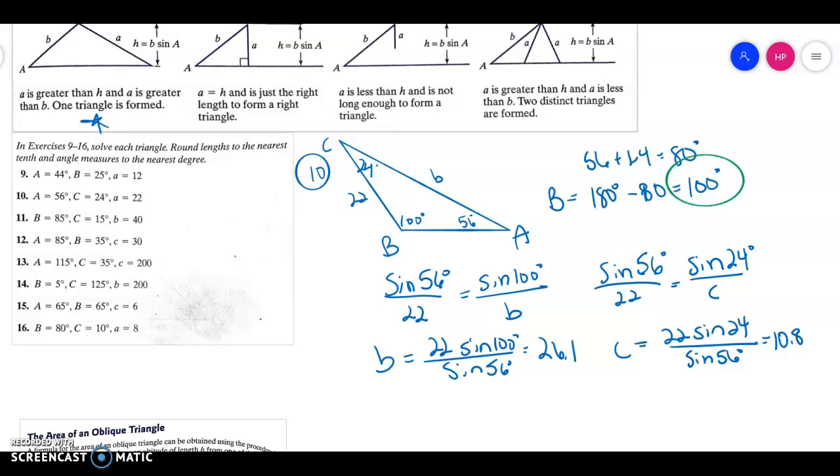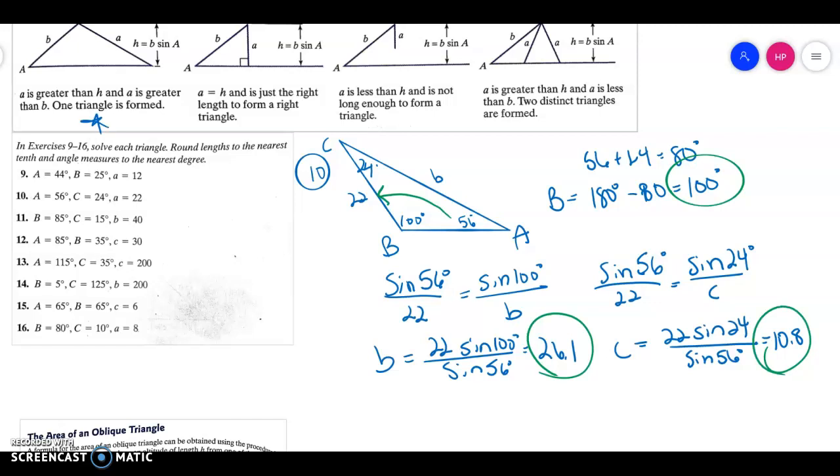So the angle was pretty easy to find. If you have two, it's easy to find the third. That's just the triangle sum theorem, that triangles add up to 180. And then sides, it's just one at a time. So using the ratio that was given, basically these partners, because I had the 56 and its corresponding 22, I used the sine of 56 over 22, and then found B, and then found C.